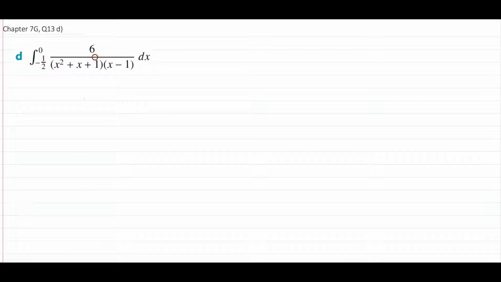Part D. We have to anti-derive this function right here. This is a definite integral, so we'll also have to sub in 0 and -1/2 at the end. The first thing you should realize about this function is that there are two factors on the denominator. If there are two factors, the first thing that comes to mind is partial fractions, right? So we need to know that we have to split this fraction into partial fractions. And before that, there are three types of partial fractions: the linear factors, the repeated linear factors, and then the irreducible factors.